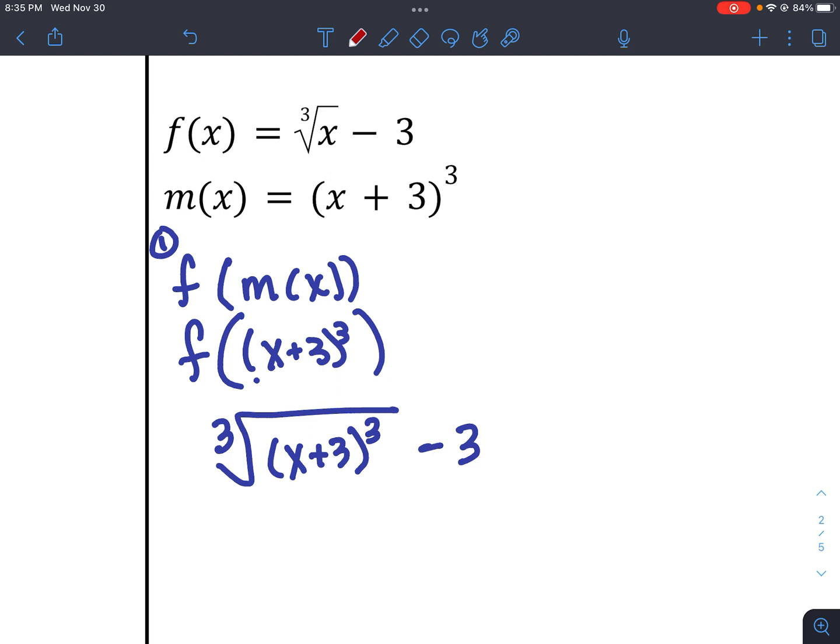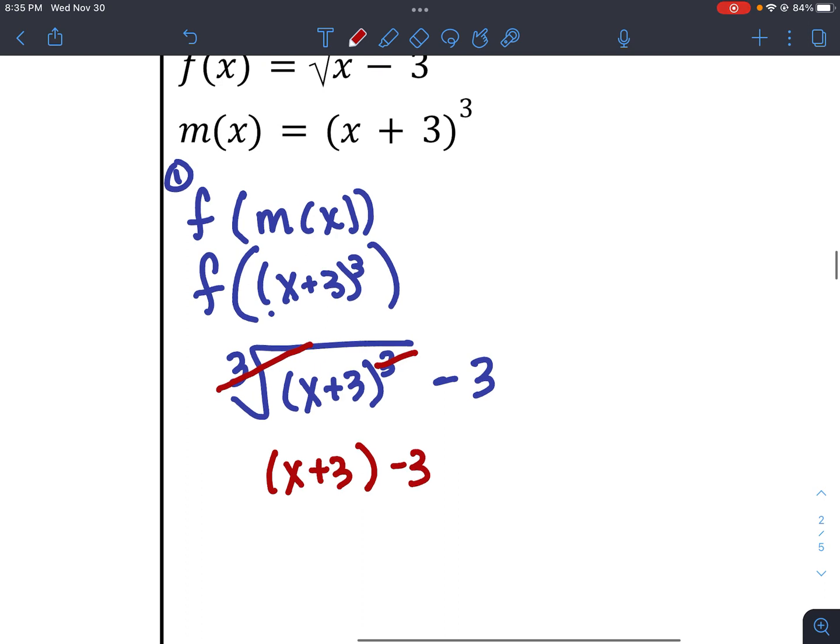I do a little bit at a time. A cubed root and a cube cancel each other out. So one thing at a time, not more than one. Okay, now I see I have a plus 3 and a minus 3. I can cancel those out, and I end up with just x. All right, that's what we're looking for.